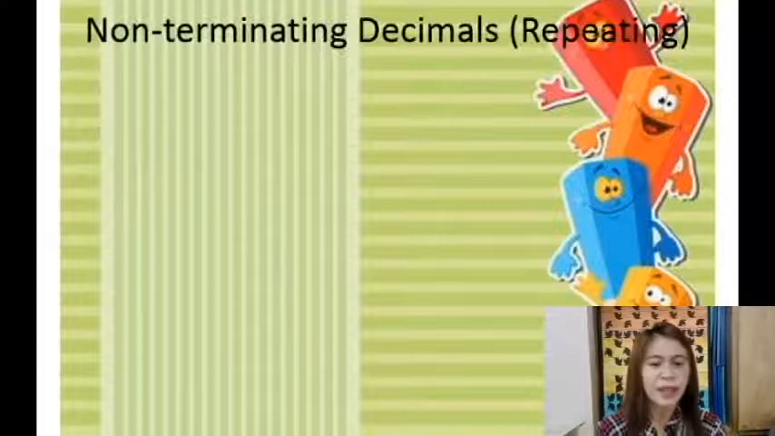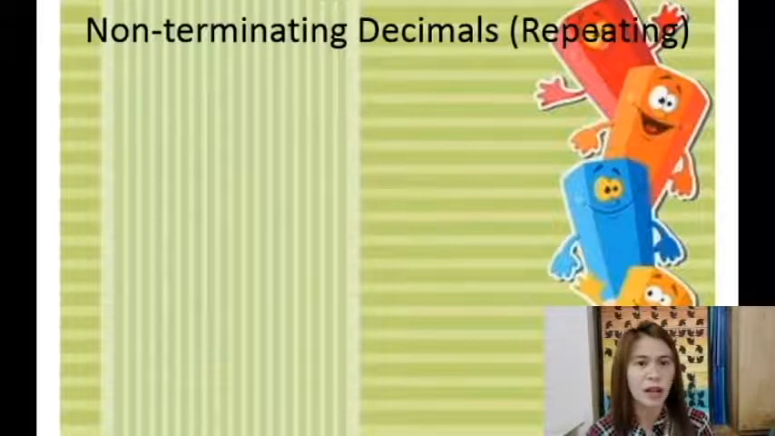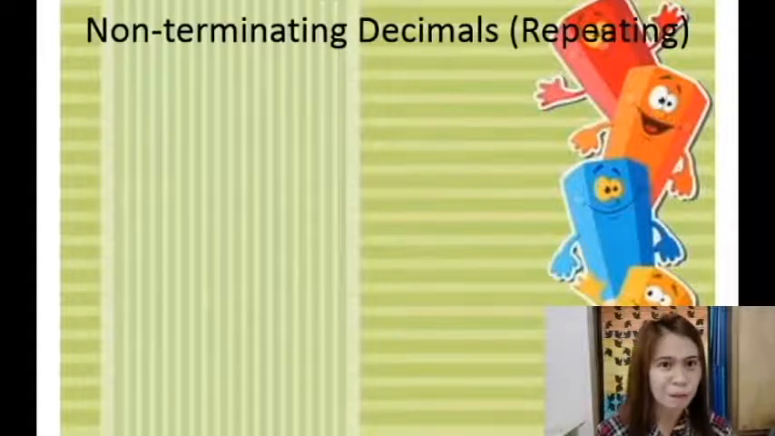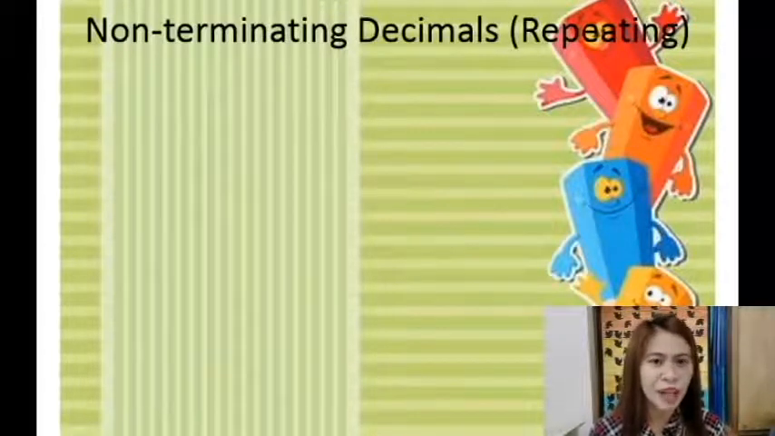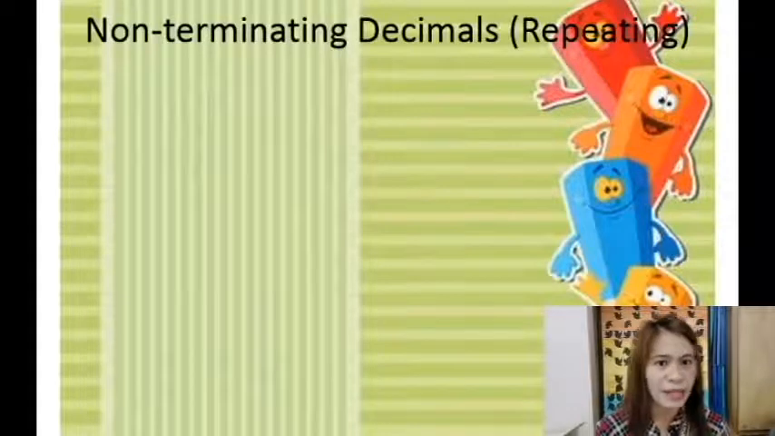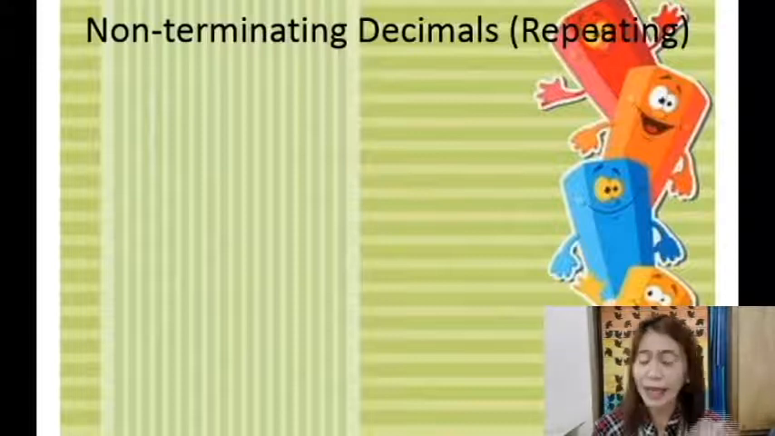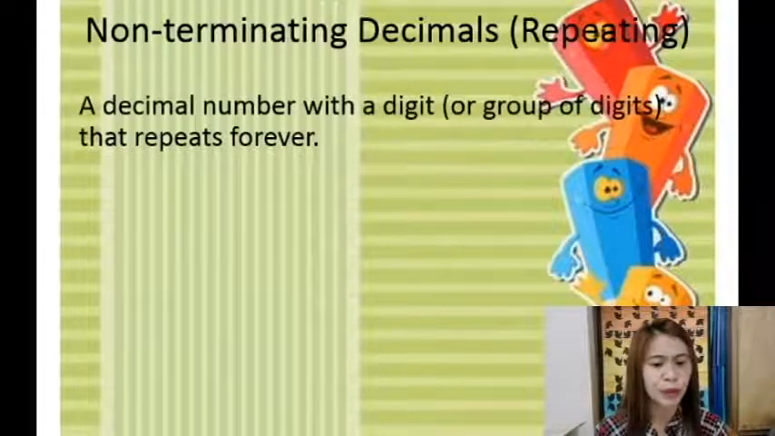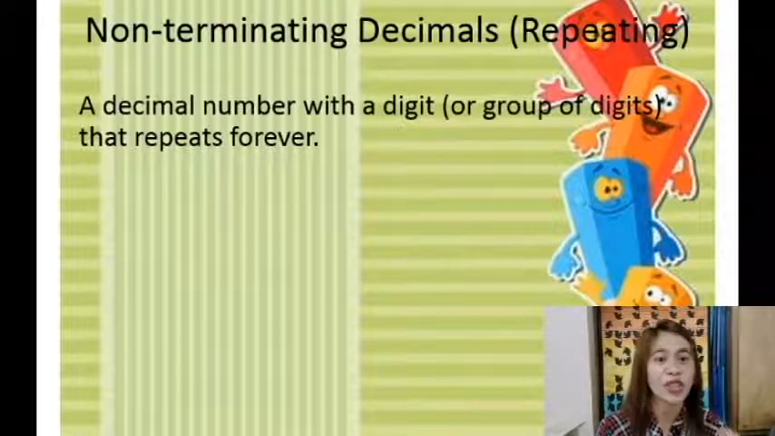Okay, next, the non-terminating decimals, repeating. The non-terminating decimals are either repeating or non-repeating. In addition, the repeating decimals are also considered rational numbers, so the same explanation as with terminating applies: we can represent them as a fraction. A repeating decimal is a decimal number with a digit or group of digits that repeats forever. So the digits keep coming back.